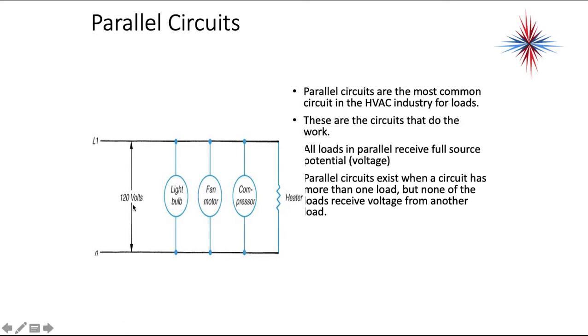So I have line 1 and neutral here, 120 volts. Okay, I have 120 volts all the way down here between line 1 and neutral. So my light bulb is sourced L1 to neutral, fan motor L1 to neutral, compressor L1 to neutral, heater L1 to neutral. Every one of these loads is getting the full source voltage.